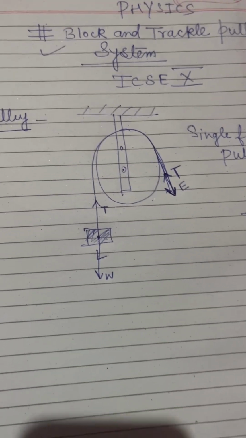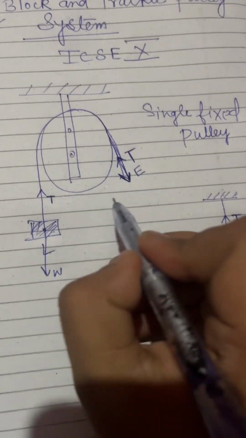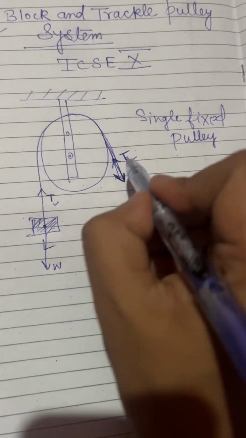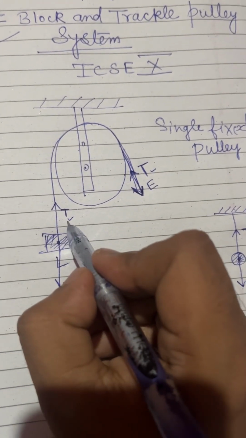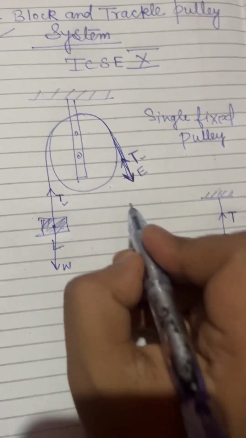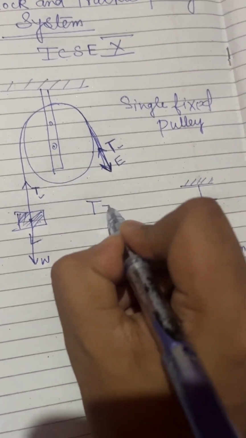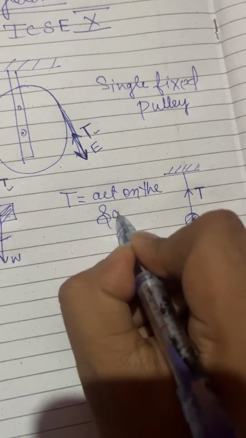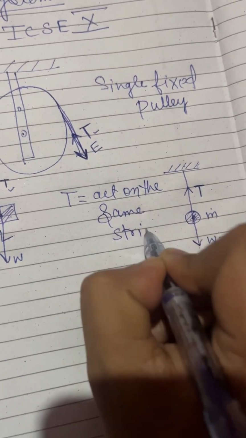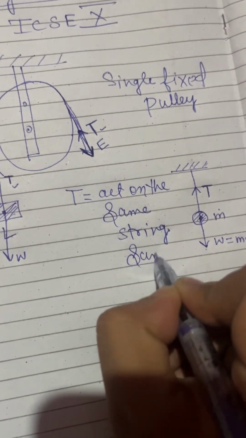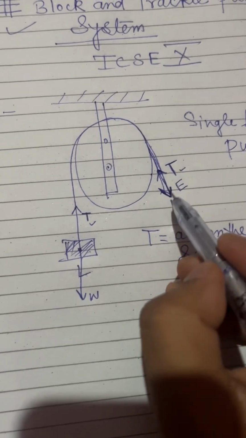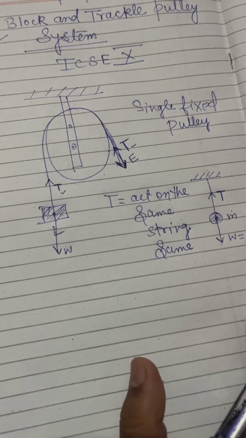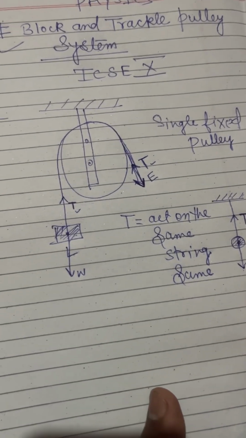Now a big question comes to your mind: why have I marked tension T here and tension T here? You might have marked T1 as the tension here and T2 as the tension acting here. But the golden rule is that the tension on the same string is the same. If the string is the same, the tension here would be the same. That is why I marked T as the tension here and T as the tension here. So this is the concept related to a pulley system.